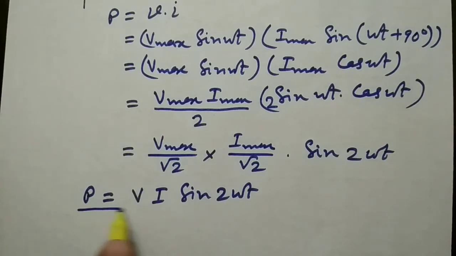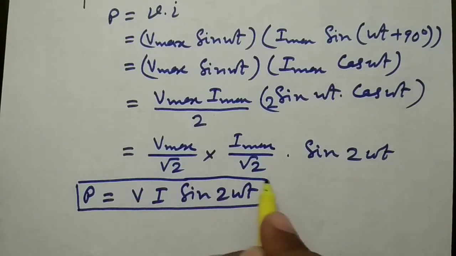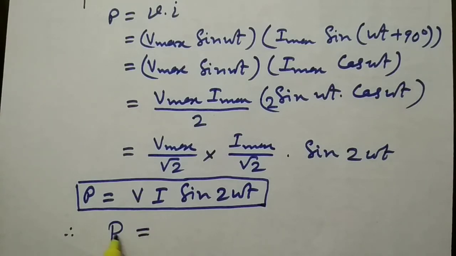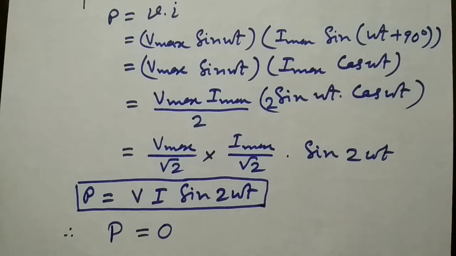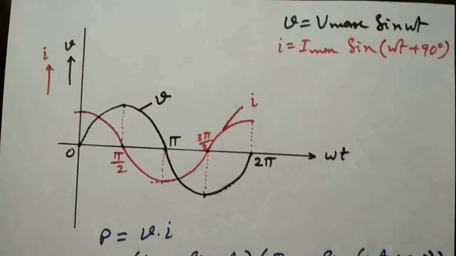As we can see, the power totally depends upon the sine term, and over a complete cycle the sine term will become 0. Therefore the average power, that is capital P, will be equal to 0. So just like the inductive circuit, for a purely capacitive circuit also the average power will be 0. We can see this concept in the waveform also.